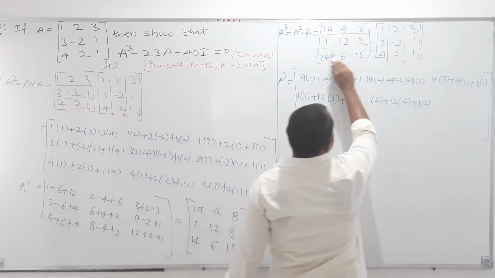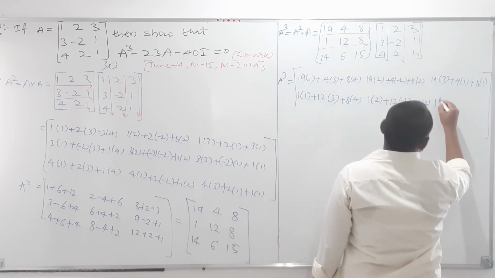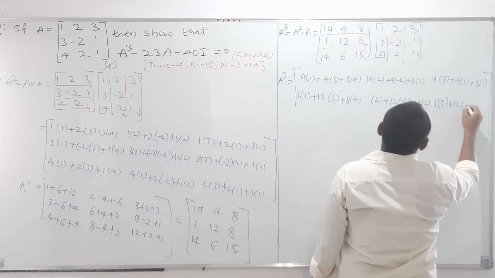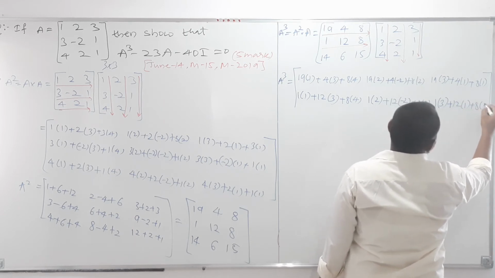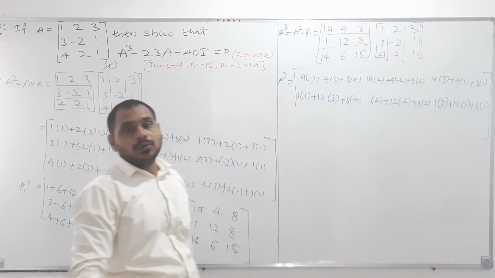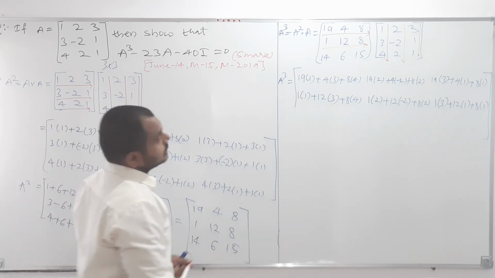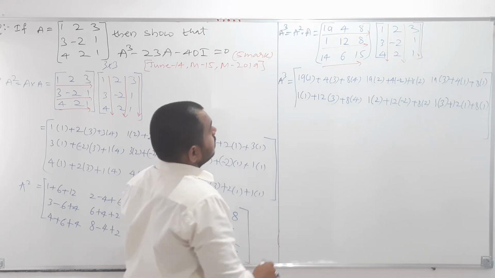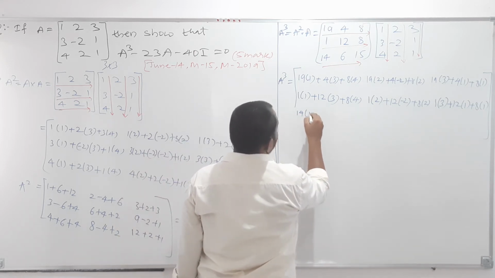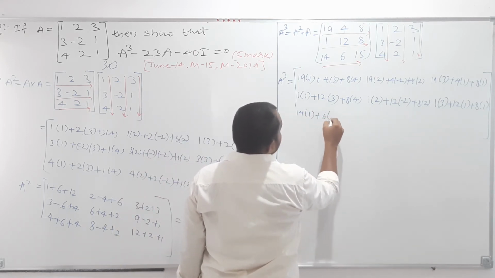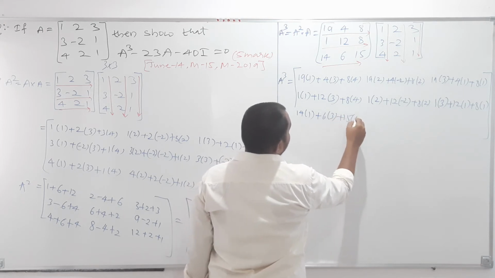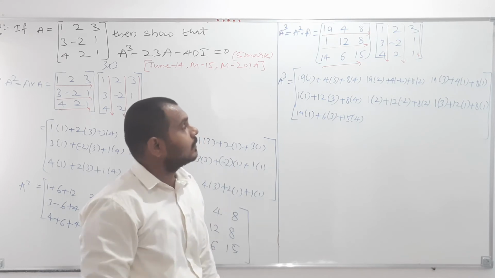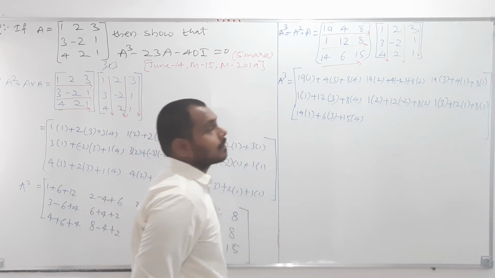Next, my dear students, second row, third column. So therefore 1 into 3 plus 12 into 1 plus 8 into 1. And for next, third row, first column. So third row, first column is 14 into 1 plus 6 into 3 plus 15 into 4.